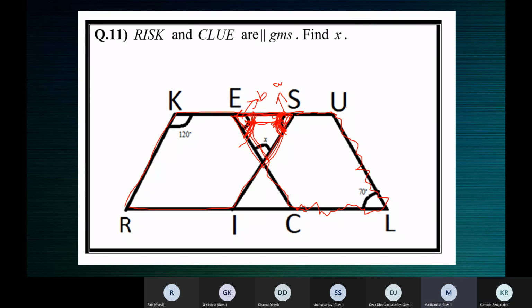Parallelogram CLUE, ma'am. Yeah, in parallelogram CLUE. In parallelograms, see only that parallelogram, that's all. You should see only that one. Don't see the other lines coming. See, in this parallelogram, this is L, which is 70 degrees, and this is B. So opposite angles are equal. Don't see the other lines coming.